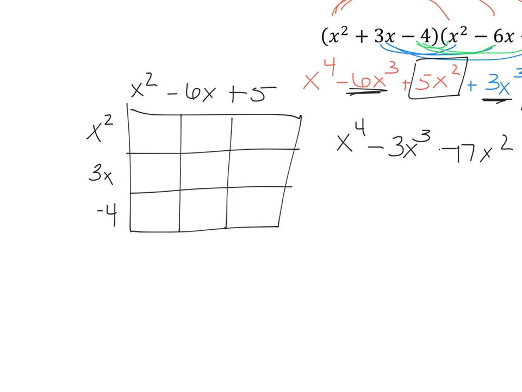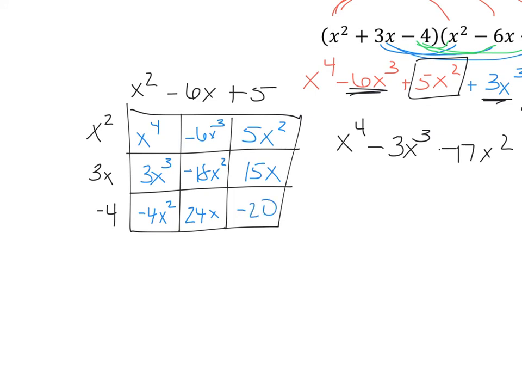Okay, so I'm multiplying now. X squared times x squared is x to the fourth, minus 6x to the third, positive 5x squared. Okay, 3x times x squared is 3x to the third. 3x times negative 6x is negative 18x squared. Okay, 3x times 5 is 15x. X squared times negative 4 is negative 4x squared. Then I get negative 4 times negative 6x is positive 24x, and negative 20 is in here.